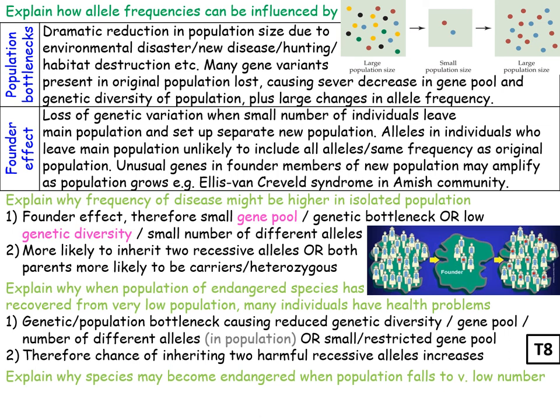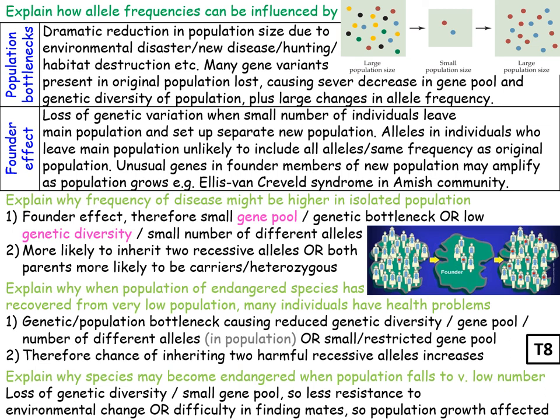Explain why species may become endangered when the population falls to very low numbers. That's because when that happens, there's a loss of genetic diversity, there's a small gene pool, so less resistance to environmental change. Or the other issue could be there's difficulty in finding mates, so population growth continues to be affected.